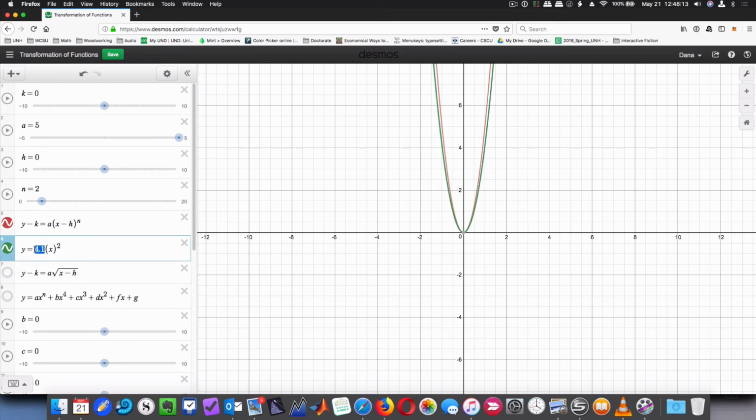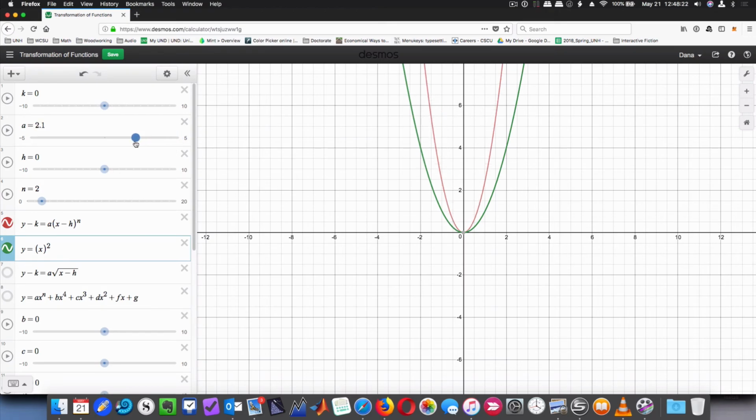If I make this 1, that's my parent function, y equals x squared. And so as I increase, it gets skinnier. If I go to numbers less than 1 but greater than 0, my parabola gets flatter. And I can make it super, super flat. When the a value is actually 0, I'm going to get the line y equals 0. Because 0 times x squared, I don't care what x value is, it's going to be 0.